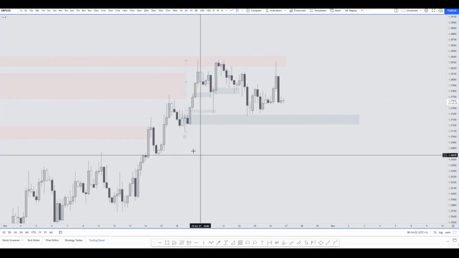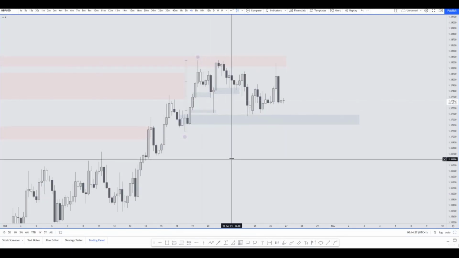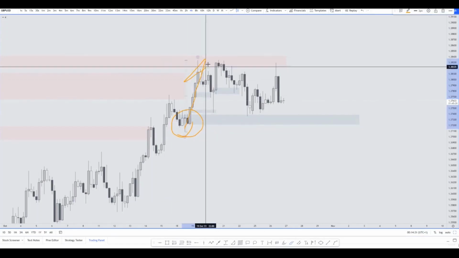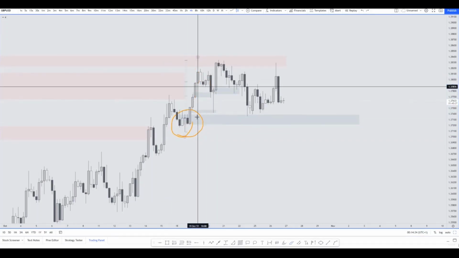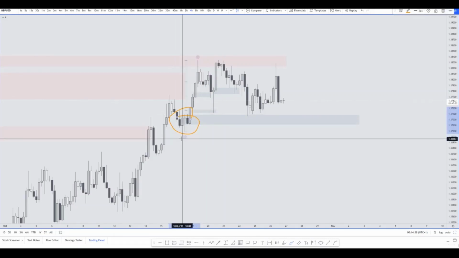So you had our 4-hour structure, and you had another point of 4-hour structure up here. Now ultimately, this demand zone goes on to create a new high. We're bullish. As of right now, this to me is a strong demand.